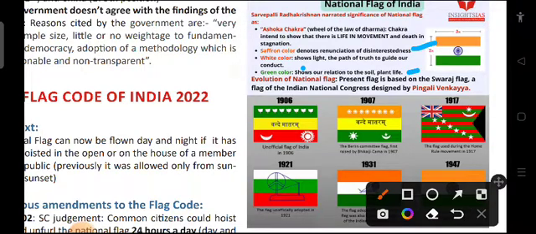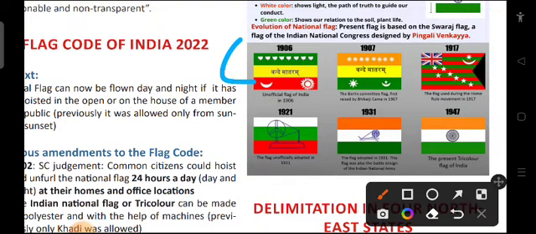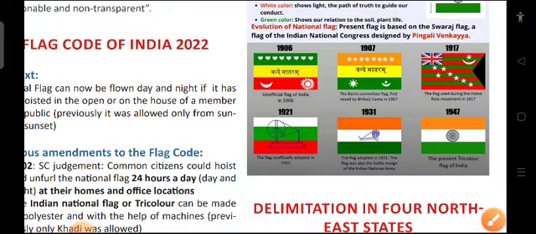Now, evolution of the national flag. The present flag is based on the Swaraj flag, a flag of the INC designed by Pingali Venkayya. So Pingali Venkayya designed our present flag. Over the years, this is the way in which our national flag evolved.